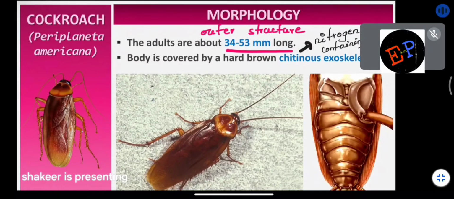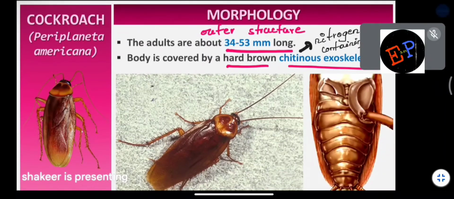So the body of this cockroach is covered by hard brown chitinous exoskeleton. In the human body, we have endoskeleton. We have the skeleton present inside our body. But for cockroaches, you will find a skeleton outside the body, which is called exoskeleton. Here you are seeing these brown color parts. The exoskeleton is present on the dorsal side and on the ventral side. What is meant by dorsal side? Back side. Ventral side means front side. Exoskeleton means skeleton which is present on the outside of the body.